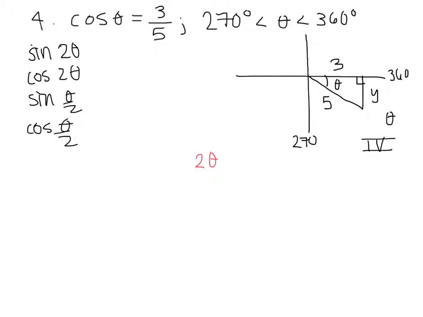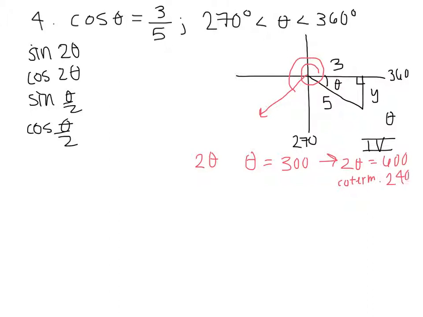What I thought about was taking an angle like 300 and doubling it. So 2 theta in this case would equal 600 degrees. So remember, 600 is going to be more than one full revolution. So we get to 360 and then we continue on to another 240 degrees. So 600 is coterminal, remember that word, to 240 degrees, which means it ends up in quadrant 3.